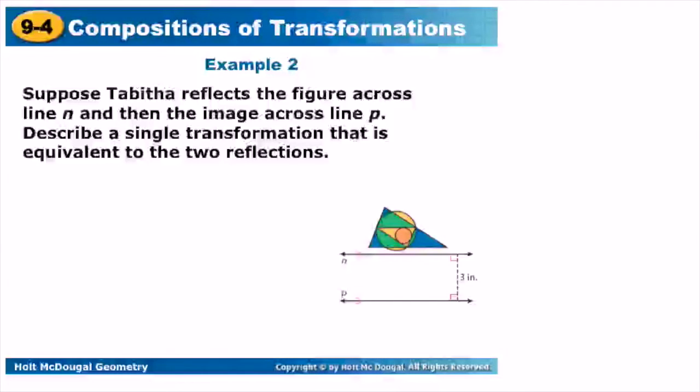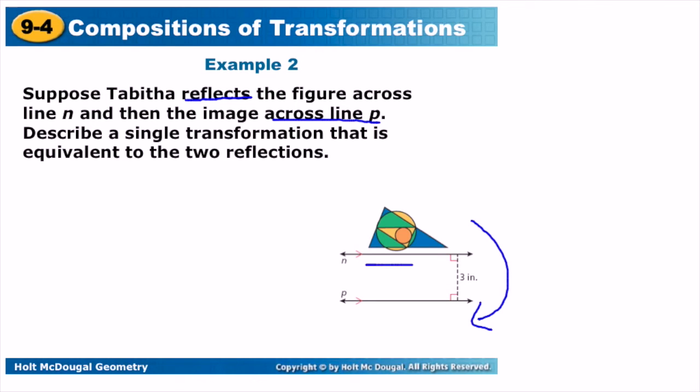Tabitha here has an image that she wants to reflect twice. So you can see her, she's reflecting across line N, and then she's going to reflect that image across line P. So she's double reflecting. And from the theorem that we just looked at, we know that from the pre-image to the second image, it's going to be a translation. But just in case, let's check it out to make sure that that's where we are.